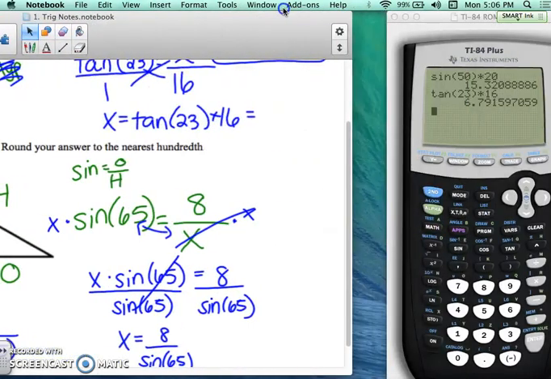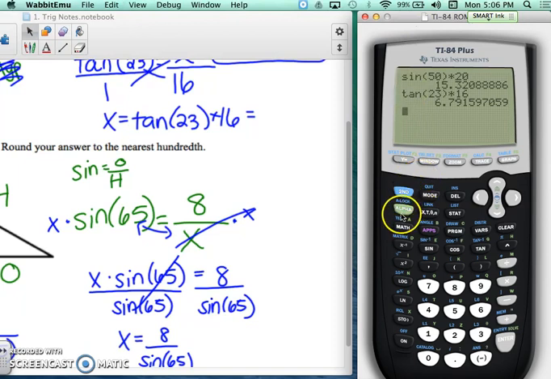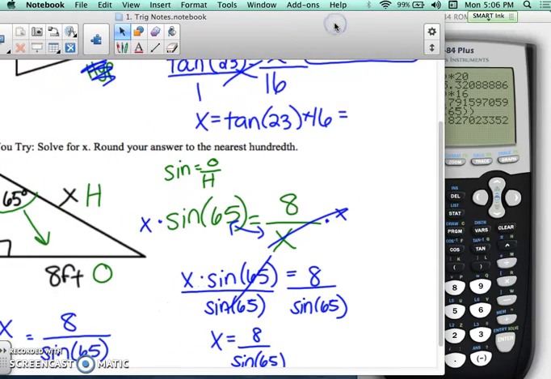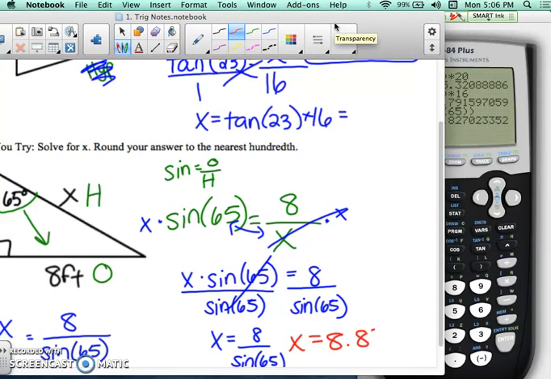So again, you can type that in the calculator using the fraction button, green button, y equals enter. I can't do that because my calculator is lame. So I'm going to say 8 divided by sine of 65, and close that parenthesis and close the other one that matches. And you should get 8.827, which would make it 8.83. So x equals 8.83. Are we in feet? We're in feet.